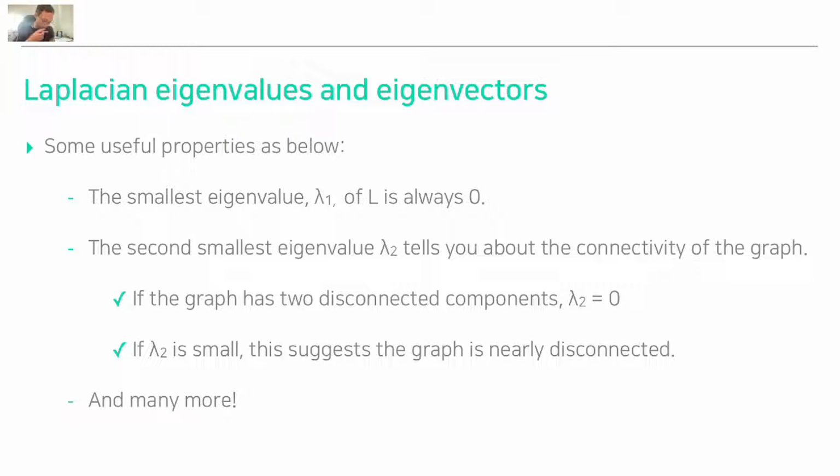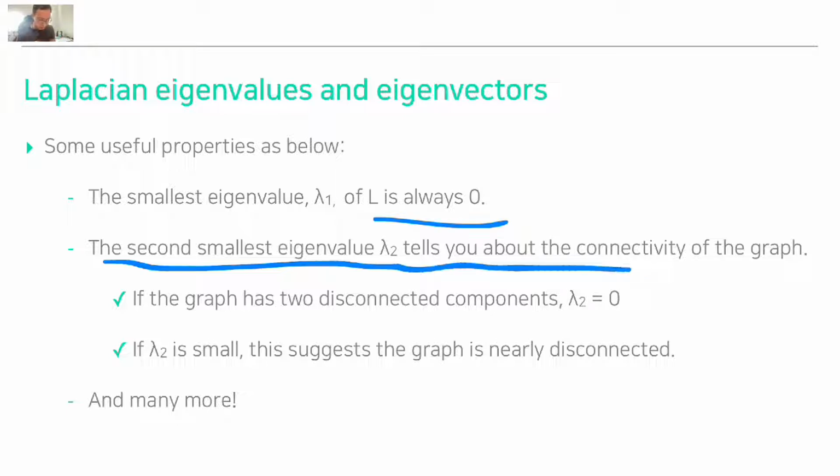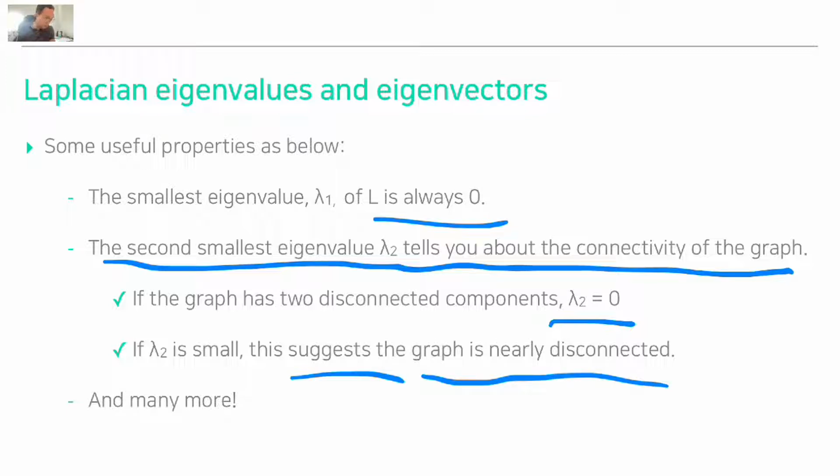Such as, the smallest eigenvalue is always 0, and the second smallest eigenvalue tells you about the connectivity of the input graph. If the graph has two disconnected components, the second smallest eigenvalue is equal to 0. If the second smallest eigenvalue is small, this suggests that the graph is nearly disconnected, and it has many more properties.